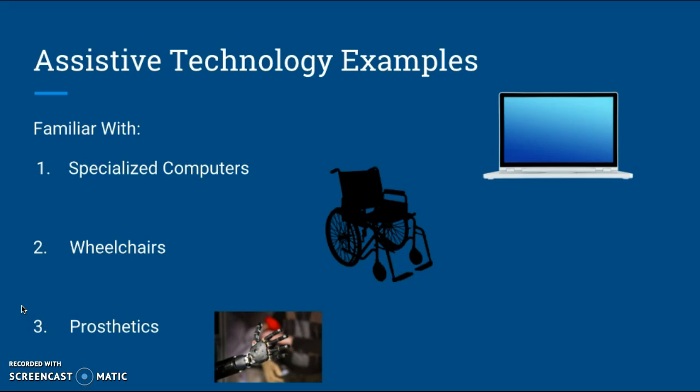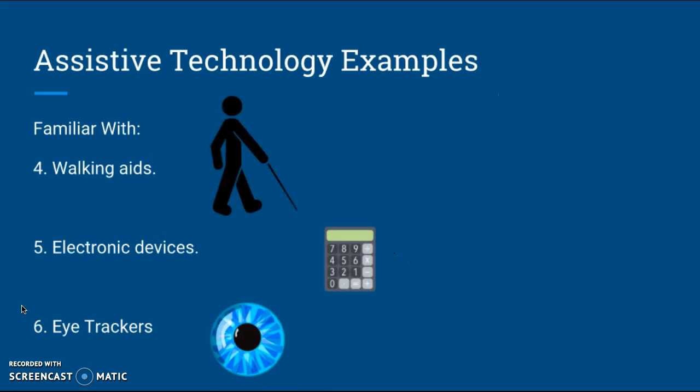Wheelchairs, to be honest, I didn't really consider that technology before starting this module. I always considered technology to be something electronic, but this module helped me open my eyes to it being anything that assists you. The prosthetics, which are extremely cool. Walking aids, like just a walker, a cane. Electronic devices, iPads, calculators. The text to speech. And the eye trackers.